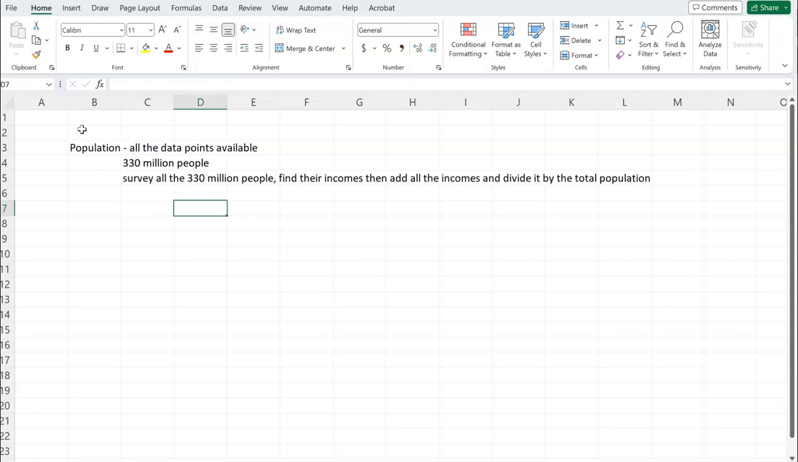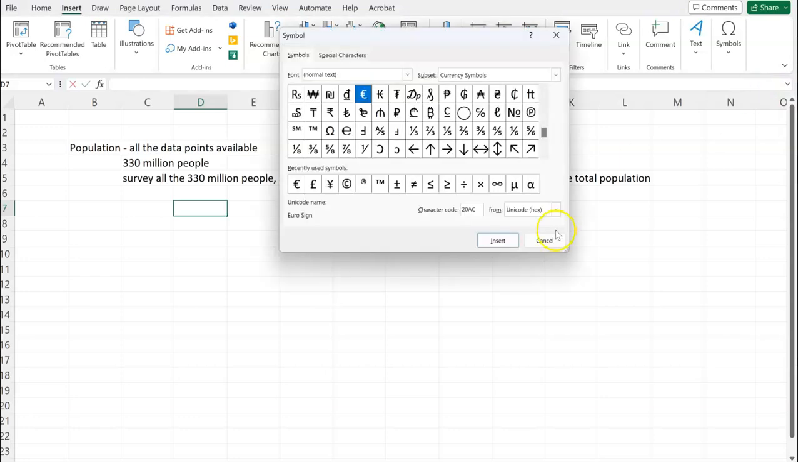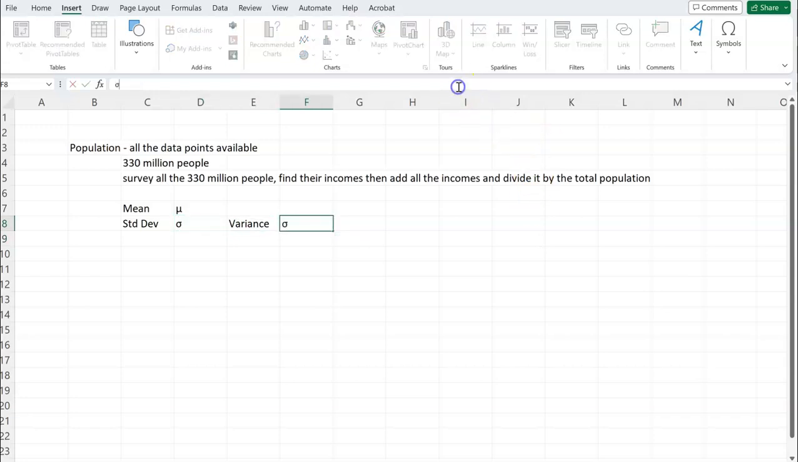When I talk about the population mean, I use Greek letters to denote them. The Greek letter for the population mean is mu, right here. Standard deviation is denoted by the letter small sigma. And variance is sigma squared, so I would write it as that.